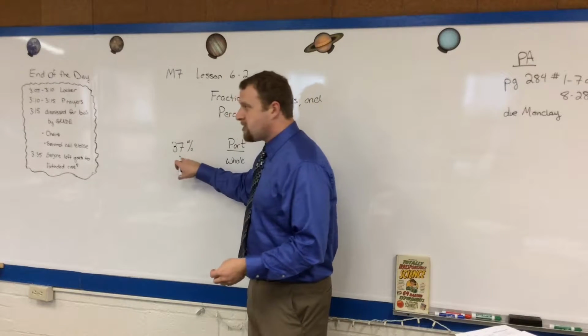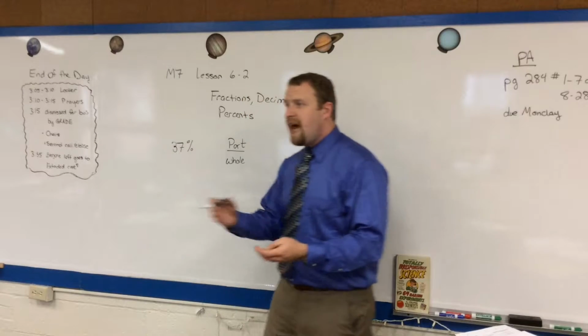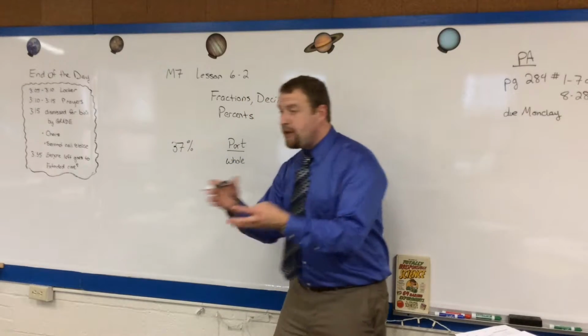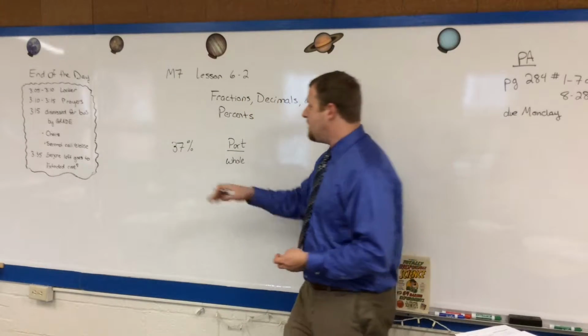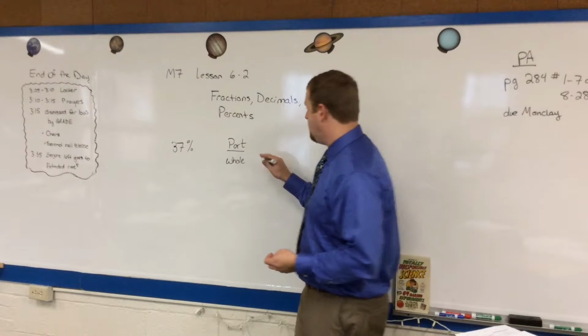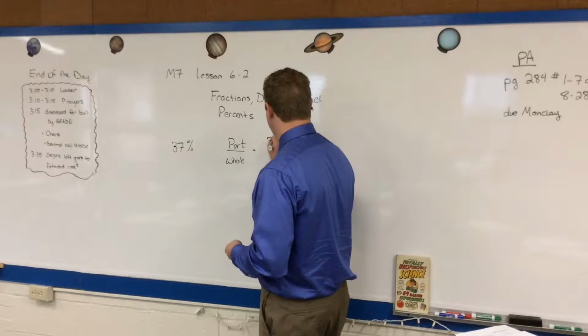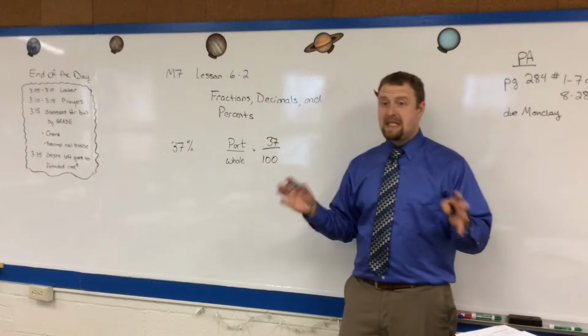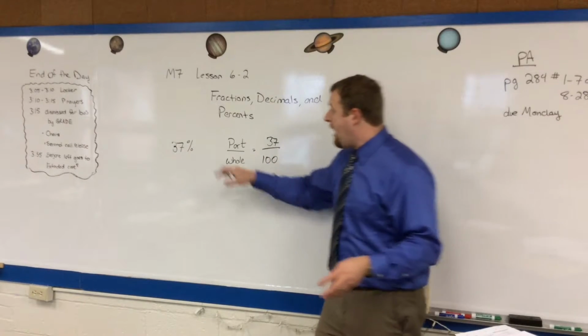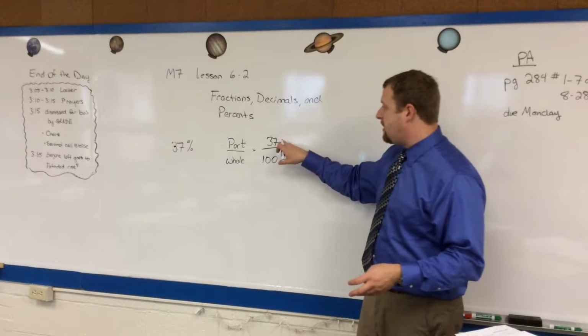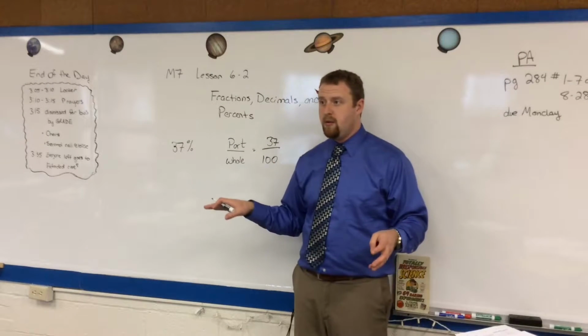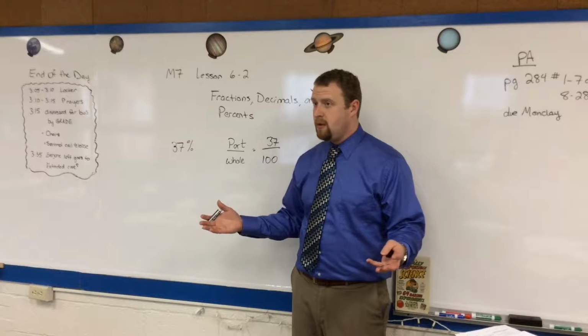So when you have a percent, you're looking at the part. 37 is only part of it. To write this as a fraction, it literally becomes 37 over the whole, 100. That's as simple as it gets. Every percent can be written as a number over 100. It's always over 100.